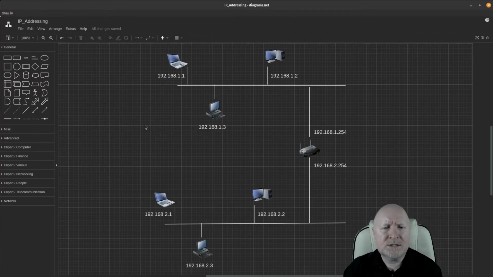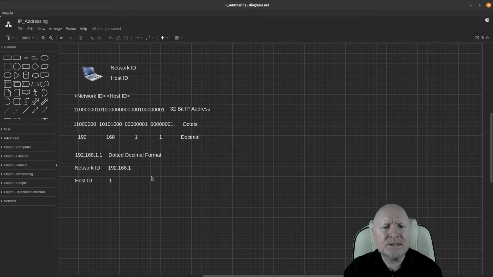So you see this 192.168.1.1, but there's actually 2 parts to it. In the early days, it was pretty easy to distinguish between which was the network and the host, because it was fixed, it was set in stone.